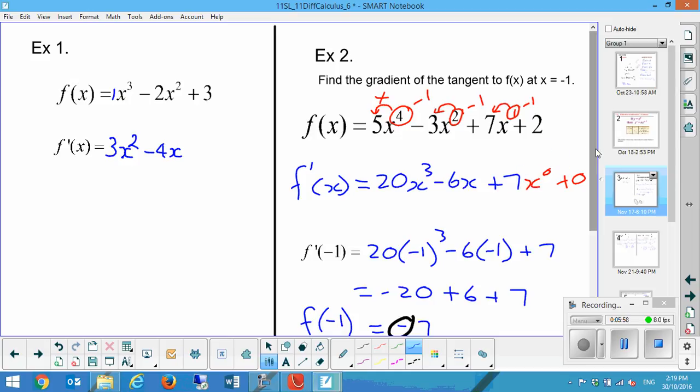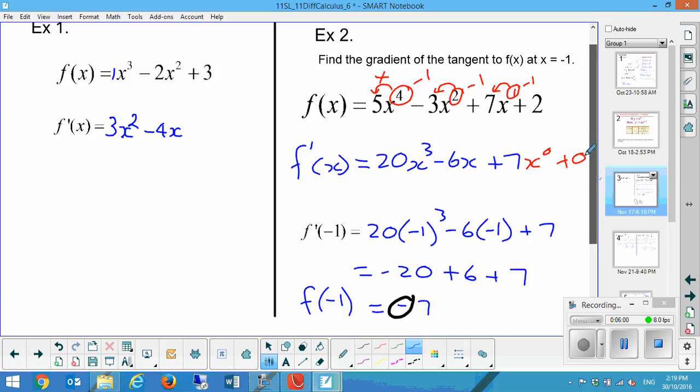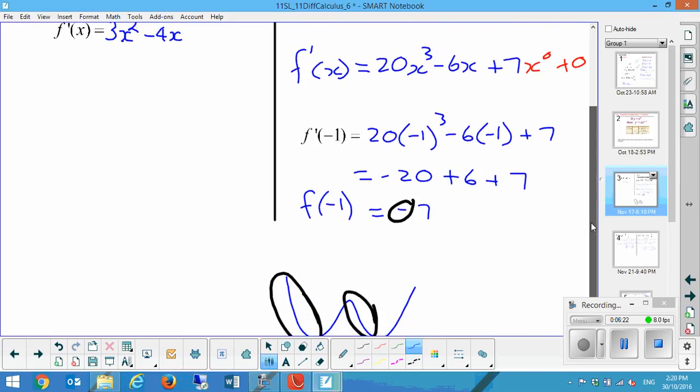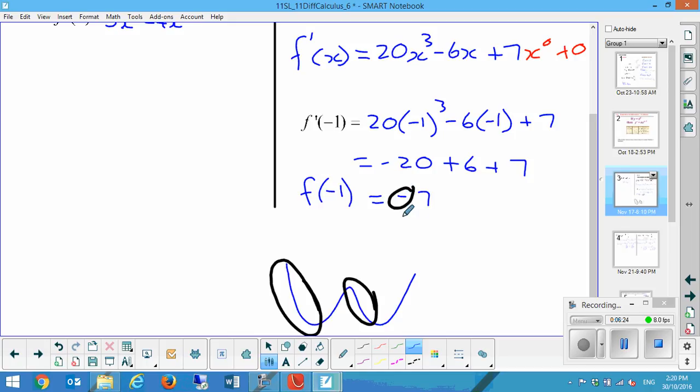So now, if we want to find the gradient of the tangent to this function when x is equal to minus 1, then all we now need to do is use our derivative function, substitute in minus 1, and put it in brackets to remind you you're cubing the minus 1, etc. And we come down to see that our function has a gradient of minus 7 when x is minus 1.